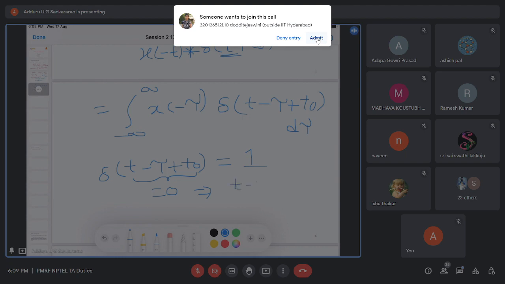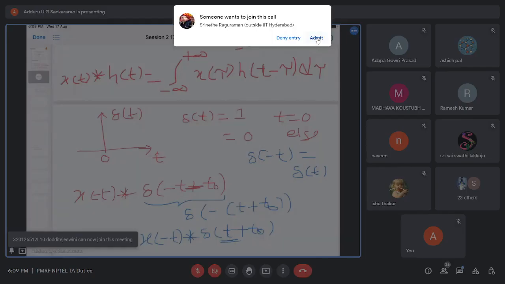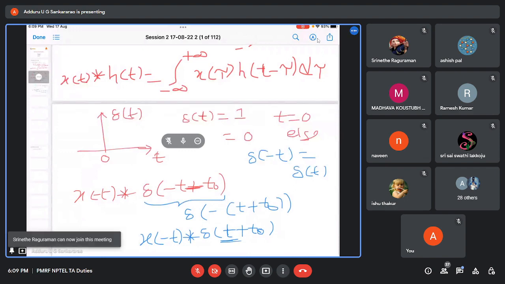When this is 0, that means tau is t plus t naught, right? So already we have seen how del of t looks like. Del of t is 1 only when the inside quantity is 0. Otherwise it is 0.